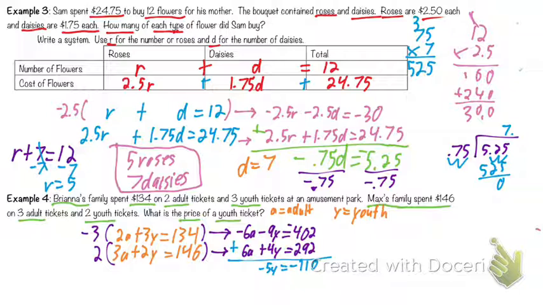Subtract them. Stays negative. So now, what do we do to get y by itself? Divide by that, negative 5. And what do we get y to be? Not quite, a little bit more. 22. Taylor Swift would be proud. Now, 22 represents what? 22 is y. What's y? Price of a youth ticket. Now, do we need to go back and find the price of an adult ticket? No. This one we don't have to. On all the others, we had to go back and find the other answer. This one we don't.